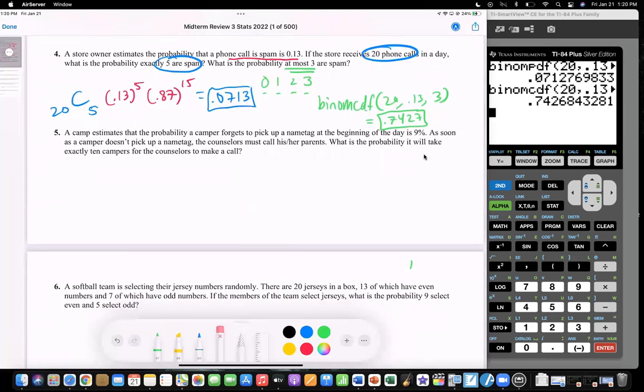Okay, a camp estimates that the probability a camper forgets to pick up a name tag is 9%. Okay, and as soon as a name tag is forgotten, the counselors call the parents. So you want to know the probability that it'll take exactly 10 campers, so that means the 10th camper is the reason they call the parents. Okay, so this one would be, remember, if I want to know the probability a certain number will be the first success, that's the geometric distribution.